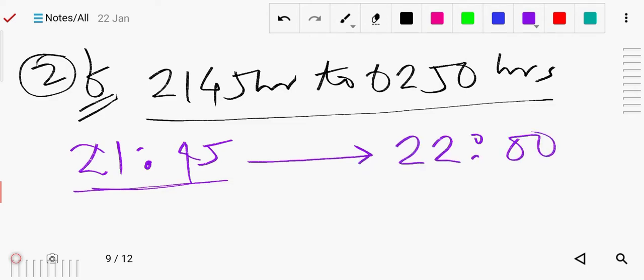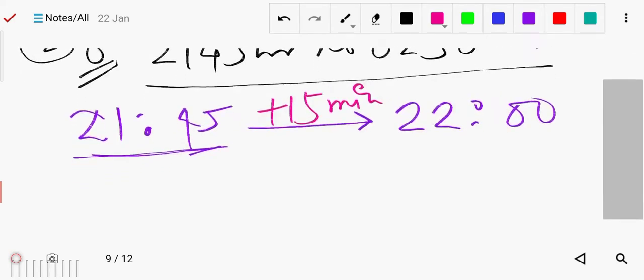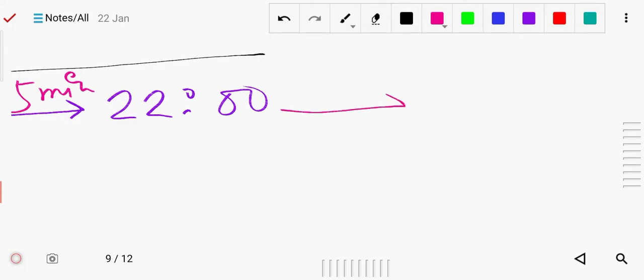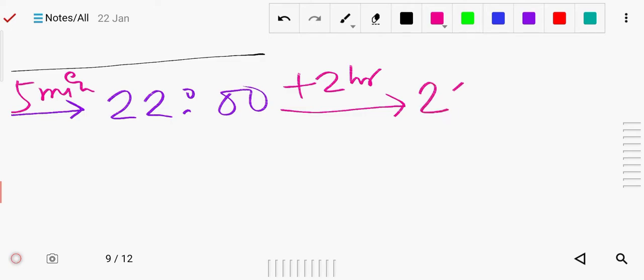Okay, so for this, how many minutes? So 50 after 15 minutes, because 45 minutes plus 15, so that will be the next time. Okay, now this 22, you have to move to the next rounded number. So it is 24. Directly, if I add 2 hours, it will be 24.